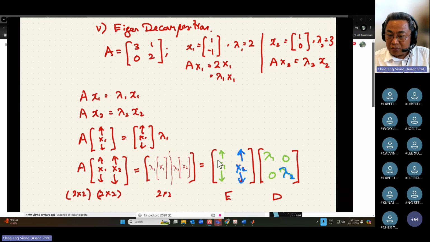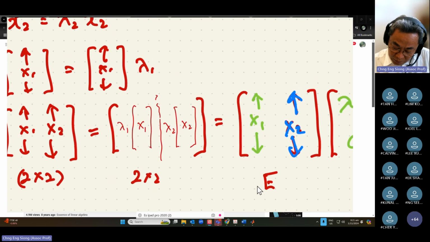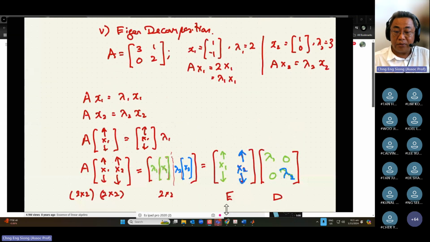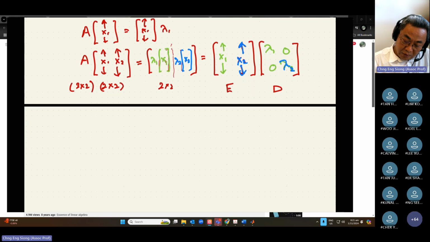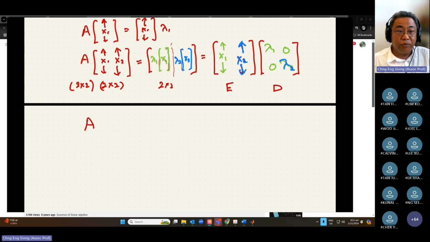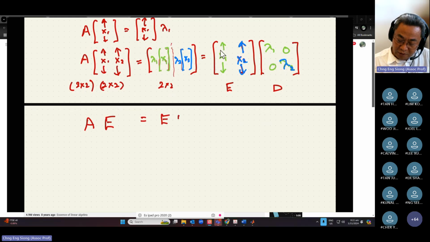The second, what about this one? 0 times the first column plus lambda 2 times the second column. So if I really color code this properly, this should be lambda 2 x2. And this is lambda 1 x1. Can you all see? Nice, huh? So now you can see A. So in English, it is A. And who is this guy? We call him E, right? And it equals to, who's this guy? E, right? Times D.